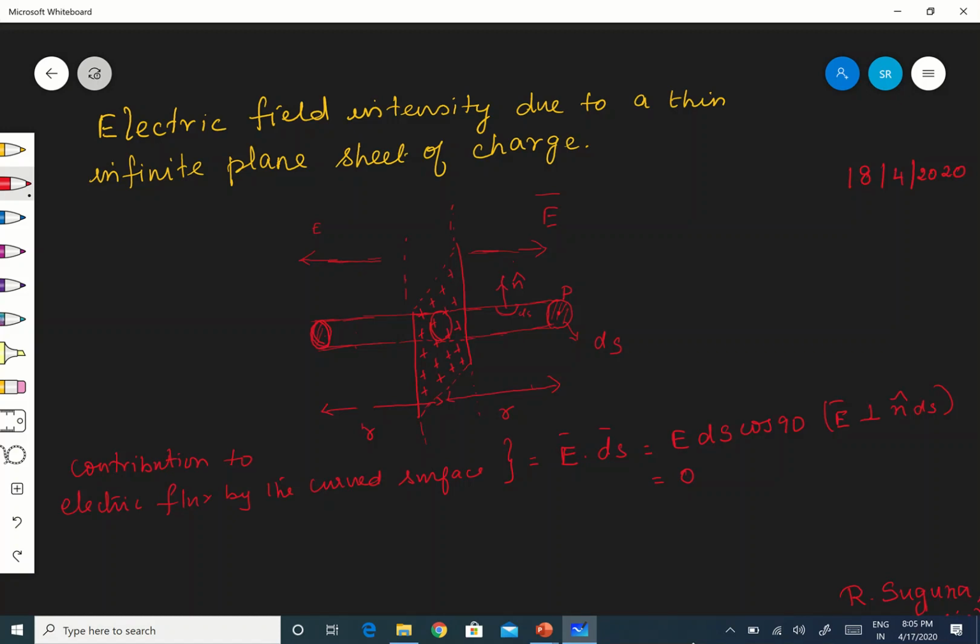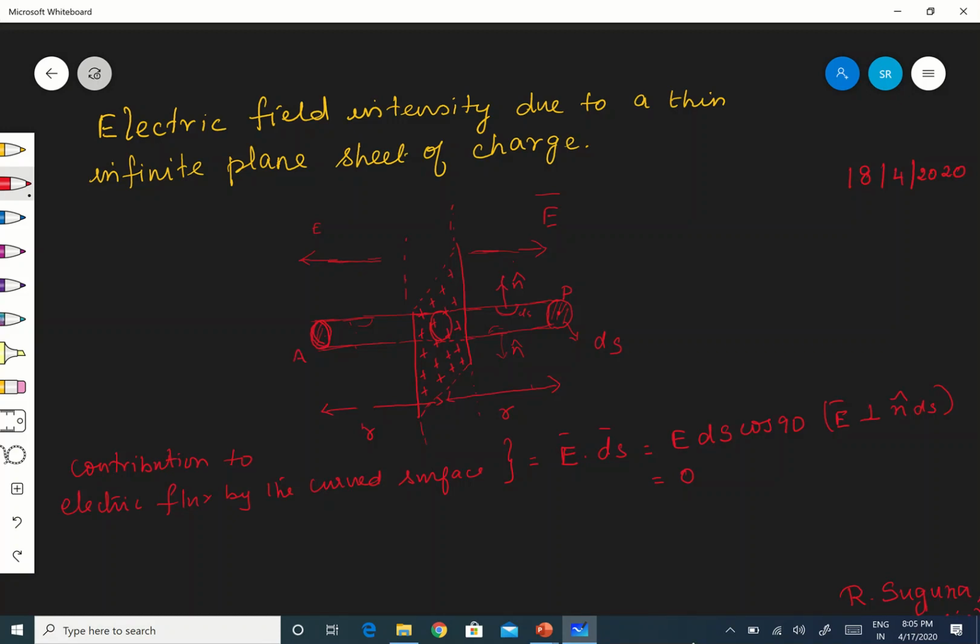If you take the surface at the bottom also, it is the same thing. ds will be in this direction, n will be in this direction. So if you take any point on the curved surface, there is no contribution to electric flux. Now, what is left? The edges.